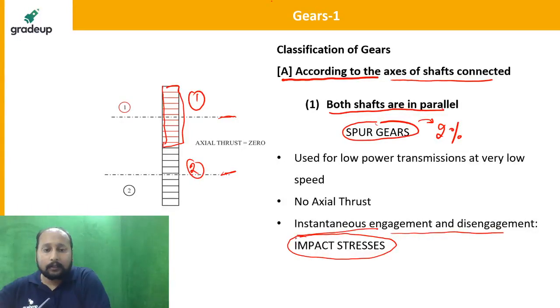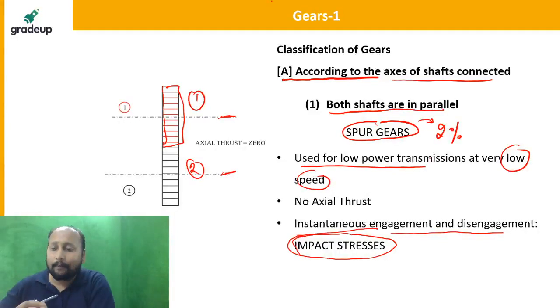That is why we are not preferring spur gears. Approximately 2% or 3% of gears are spur gears, used where the cost or power transmission is not that high. Clear? It is basically used when we want to transmit power at low RPM or low speed. That is the main application.